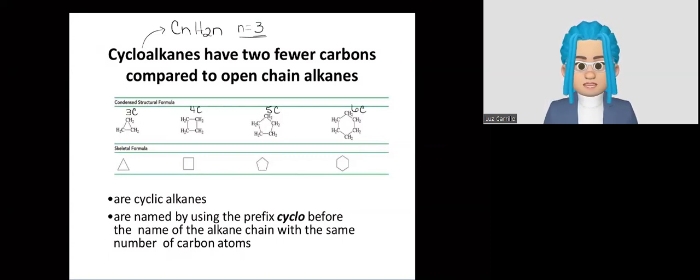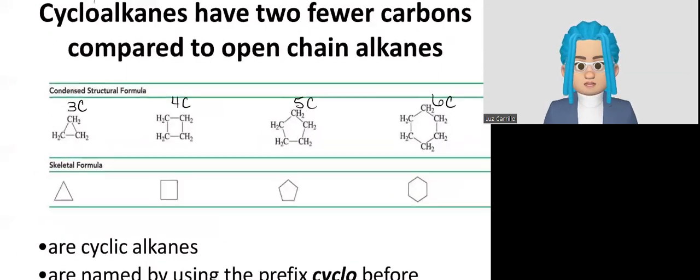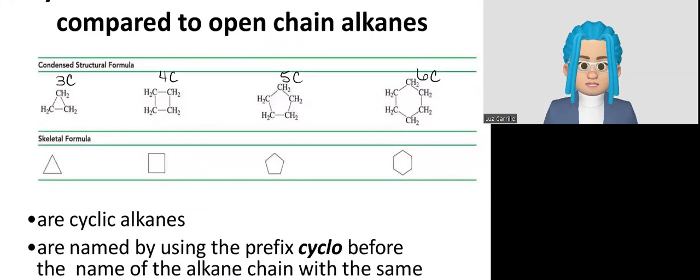When it comes to this, understand that if you have a cyclic alkane, in order to distinguish them from the straight chain alkanes, the prefix cyclo is placed before the name of the alkane with the same number of carbon atoms. So if we have to name the cyclic alkanes, these will be the respective names. The one that has 3 carbons, this is going to be cyclopropane.